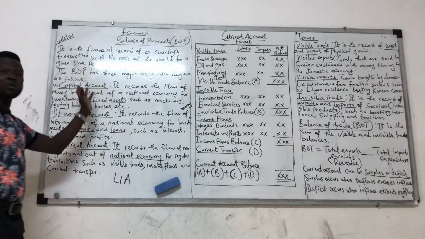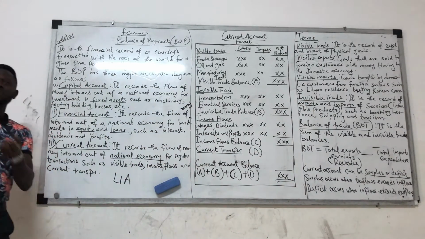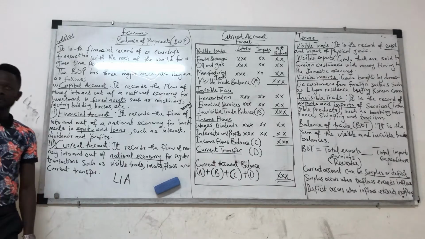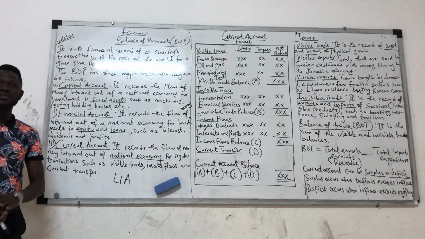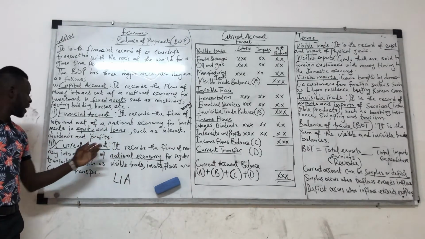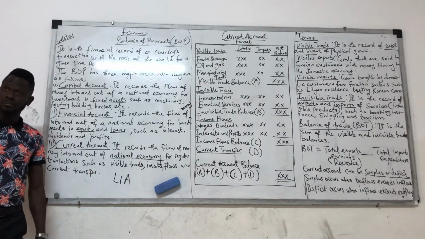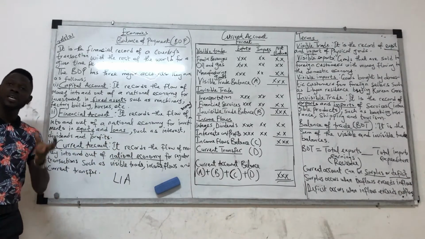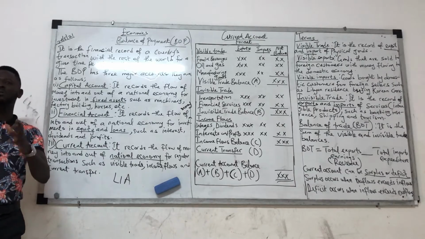And balance of payment says what? The record of a country's transaction against the rest of the world. And it has three phases. We have the current account, the financial account, and the capital account. So the capital account does what? It records our assets in and out of this country.